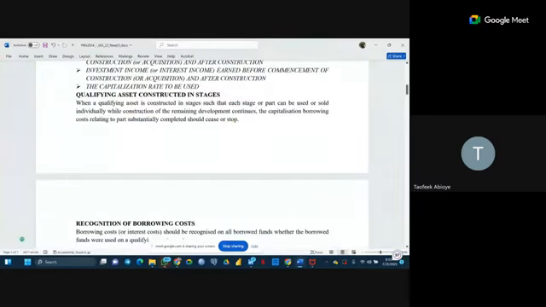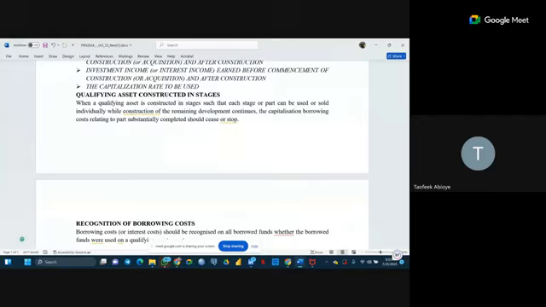So we're talking about a qualifying asset constructed in stages. When a qualifying asset is constructed in stages such that each stage or part can be used or sold individually, while construction of the remaining development continues, the capitalization of borrowing costs relating to parts substantially completed should cease or stop. What do they mean by this?